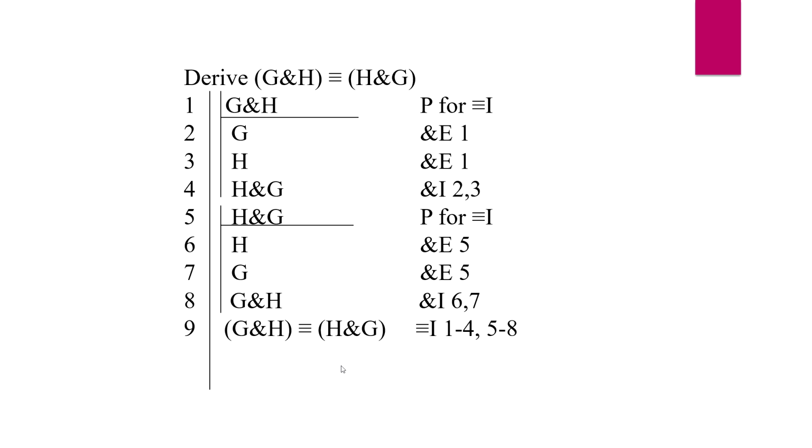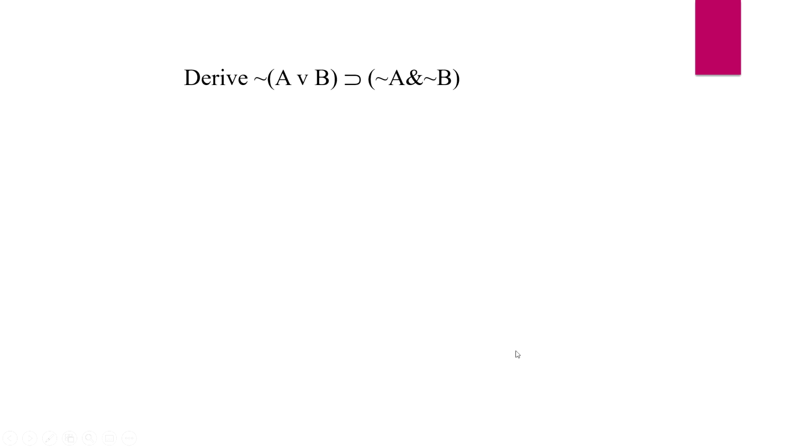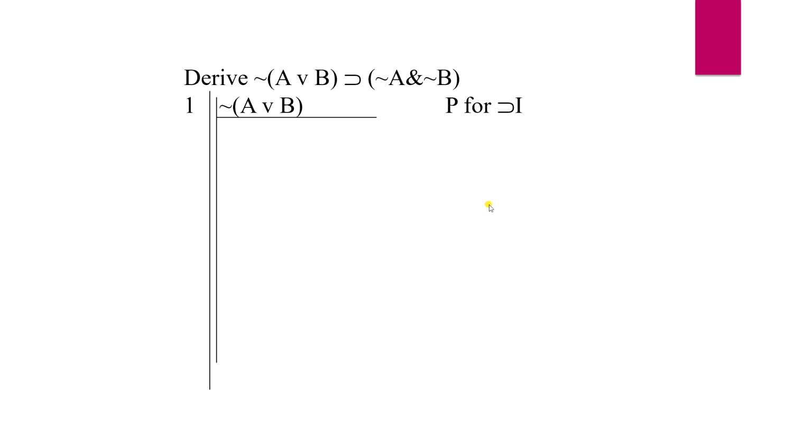Let's look at one more problem. Here we need to prove that if it's not the case that A or B, then it's not the case that A and it's not the case that B. Here our main connective is the material conditional. So we're going to assume the antecedent that it's not the case that A or B for conditional introduction.